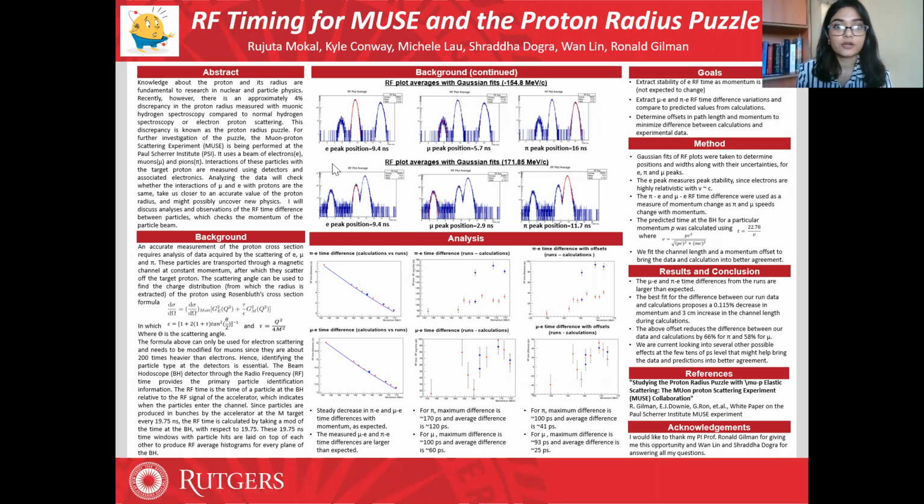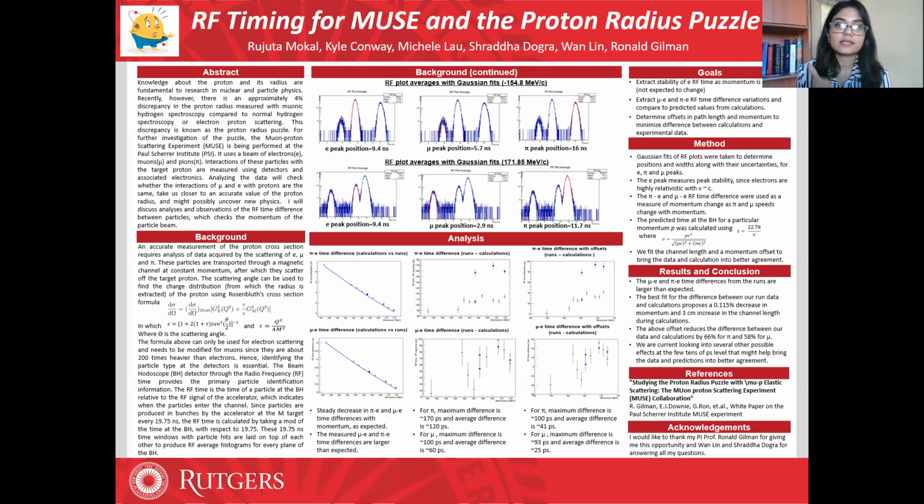For my analysis, I try to study RF plot averages, which you can see right here, which are basically these 19.75 nanosecond time windows with particle hits laid on top of each other. For my analysis, I take Gaussian fits of these histograms to determine what the time difference between particles would be. And then I also estimate these time difference values from a simple calculation of momentum and energy, which you can see in the method section right here. I follow these steps with three major goals in my mind.